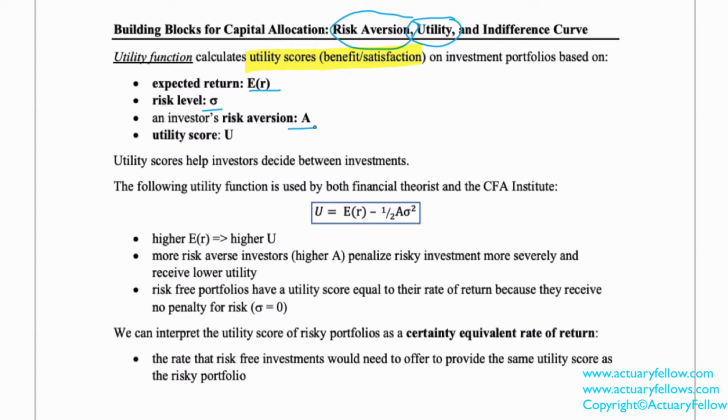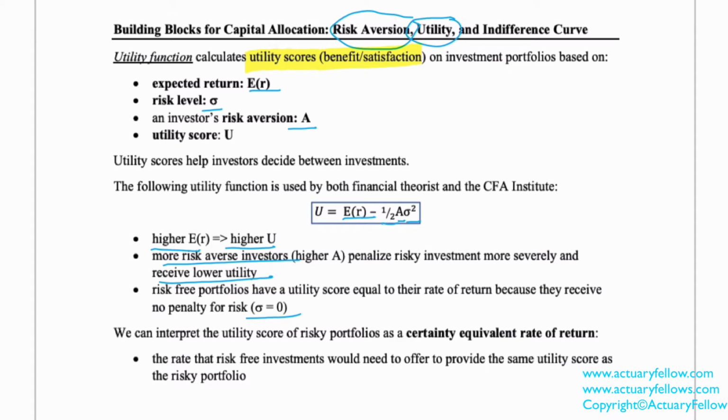A commonly used utility function is expected return minus 0.5 times risk aversion A times sigma squared. It's straightforward to see higher expected return would lead to higher utility. More risk-averse investors have higher risk aversion that would make the second term of the utility function larger, so utility would be lower. For a risk-free asset, the utility equals its expected return, because sigma is 0 for risk-free asset, so the second term in the utility function is 0.